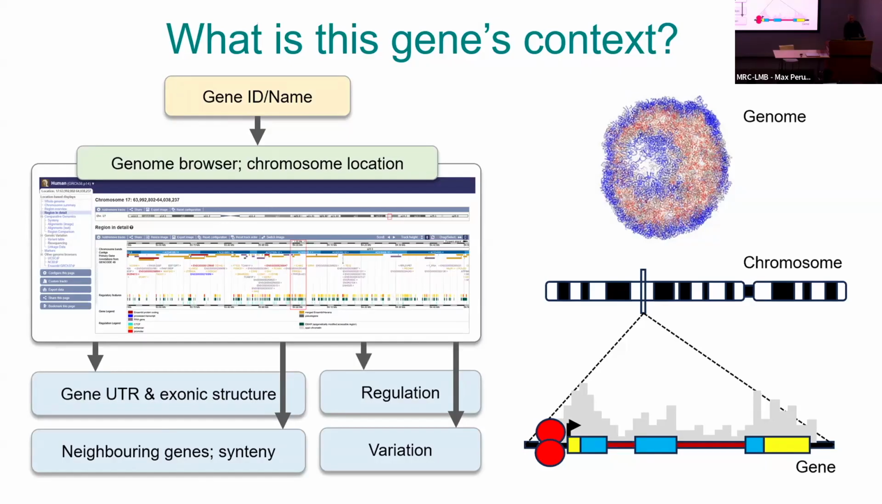These will be displayed as data tracks on top of basically the linear sequence, which you can then locate to a particular arm of a particular chromosome. And this is highly customizable. It tends to be preloaded with lots of useful information, but some browsers will allow you to upload your own data tracks to splat them on top.